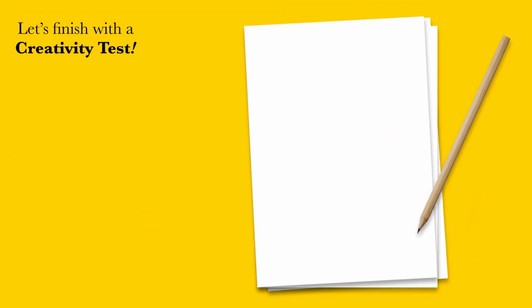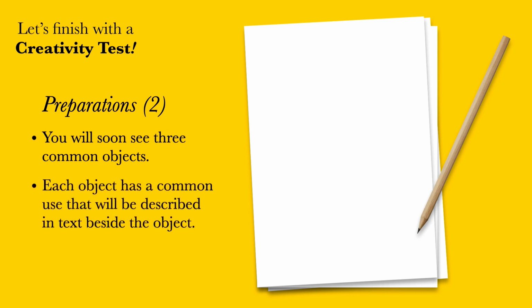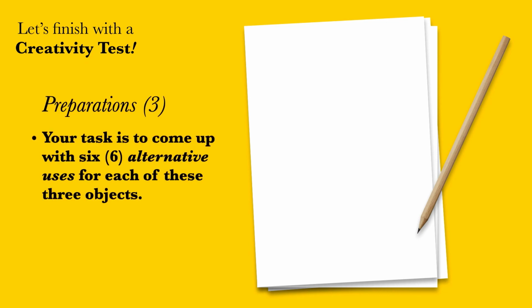Okay, we're back again. And soon you will see 3 common objects. Each object has a common use that will be described in the text beside it. Your task is to come up with 6 alternative uses for each of these 3 objects, and 1 sheet of paper per object.